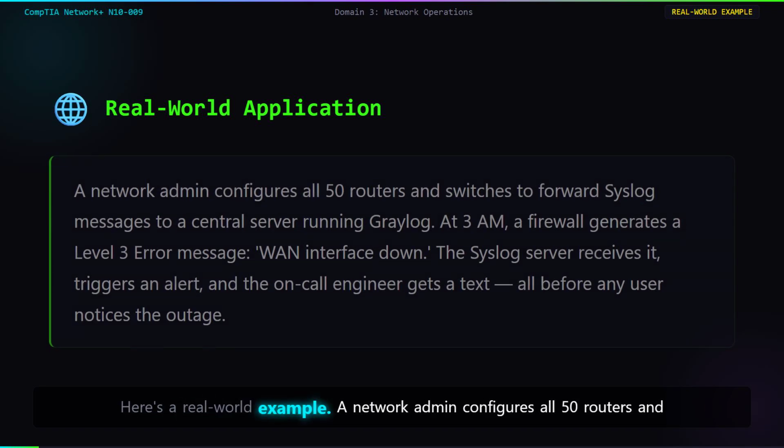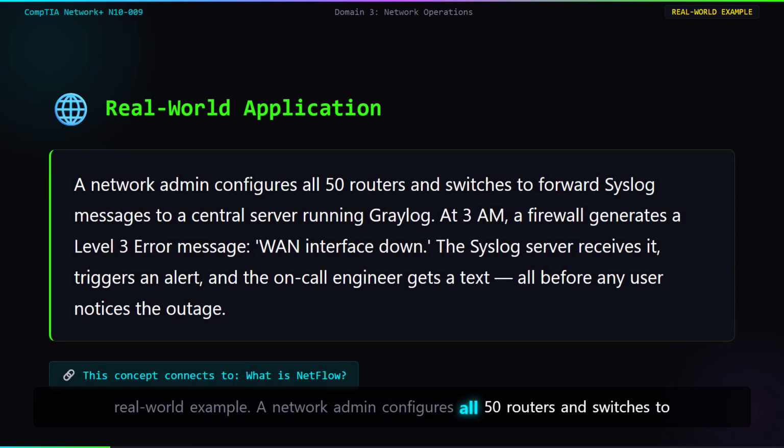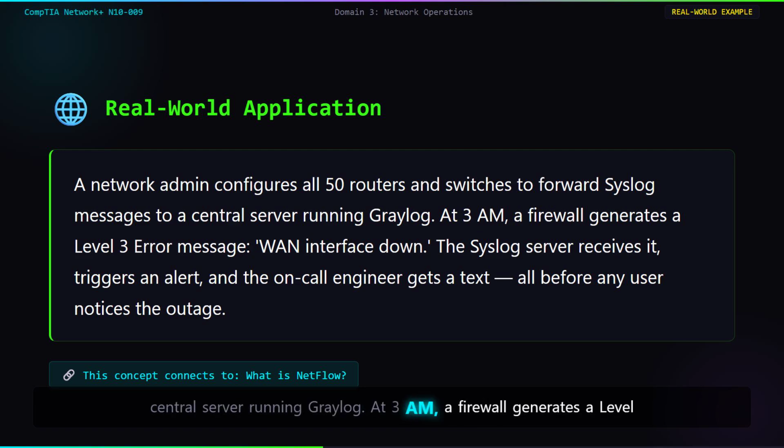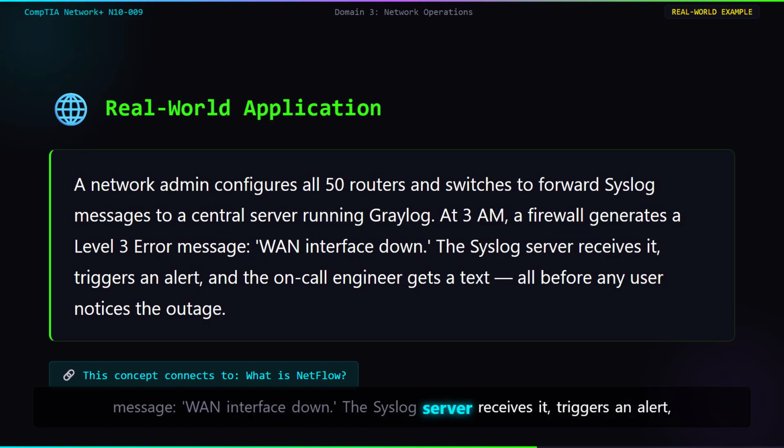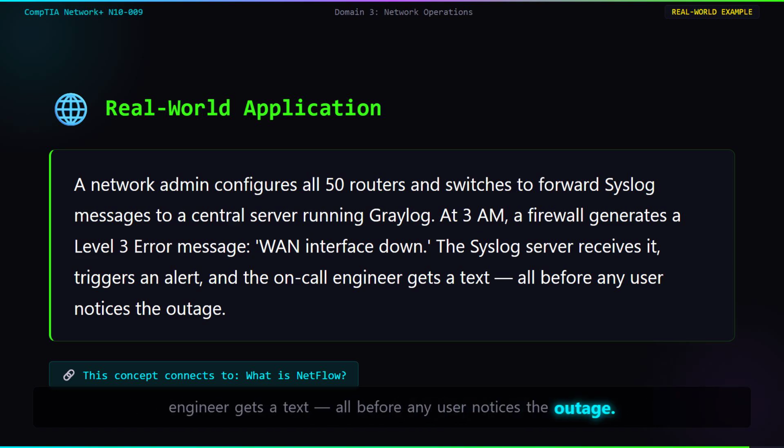Here's a real-world example. A network admin configures all 50 routers and switches to forward Syslog messages to a central server running Graylog. At 3 a.m., a firewall generates a Level 3 error message. WAN interface down. The Syslog server receives it, triggers an alert, and the on-call engineer gets a text, all before any user notices the outage.